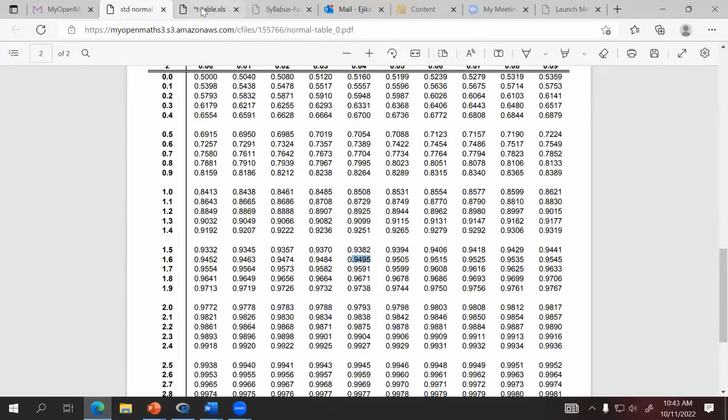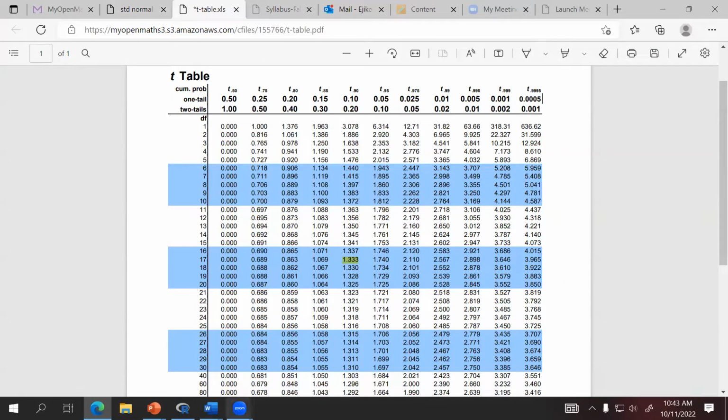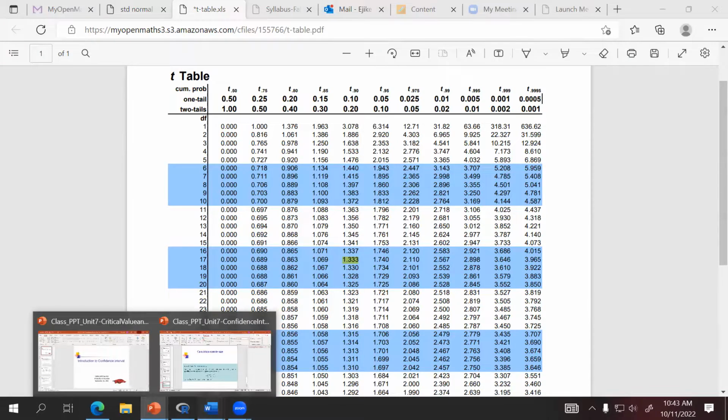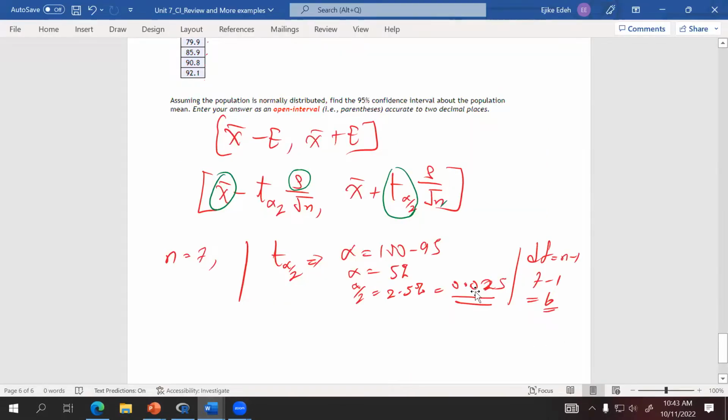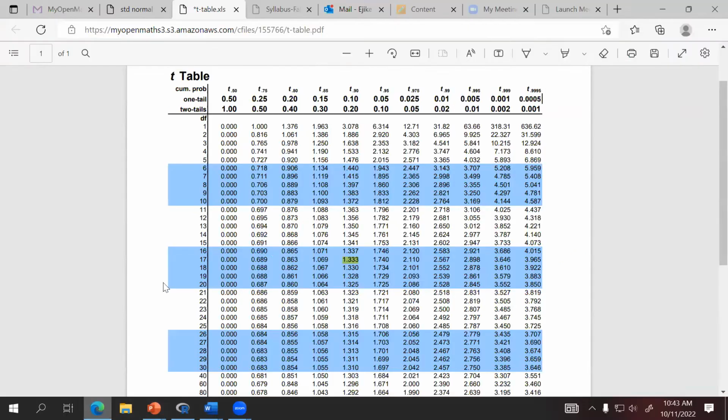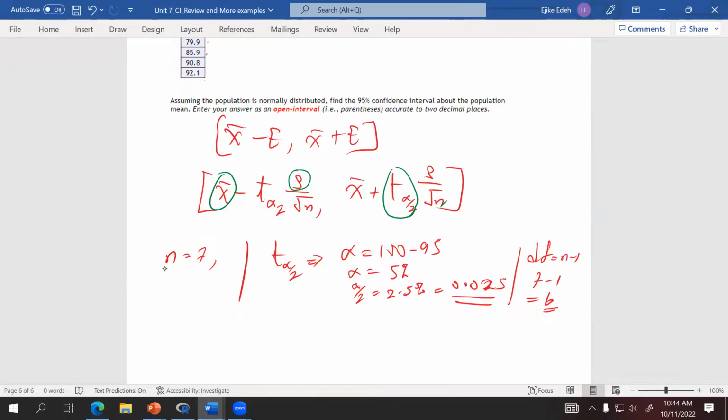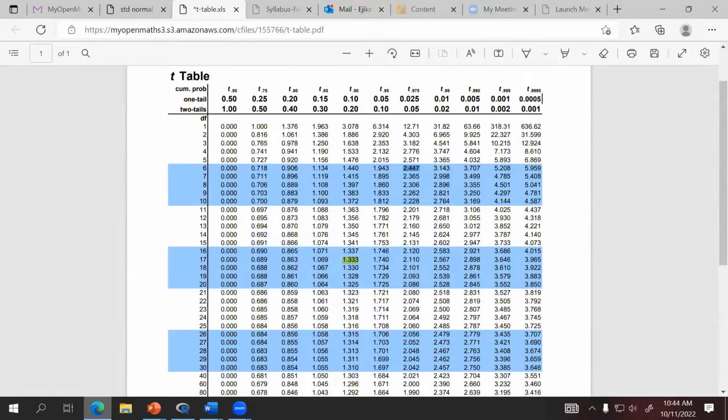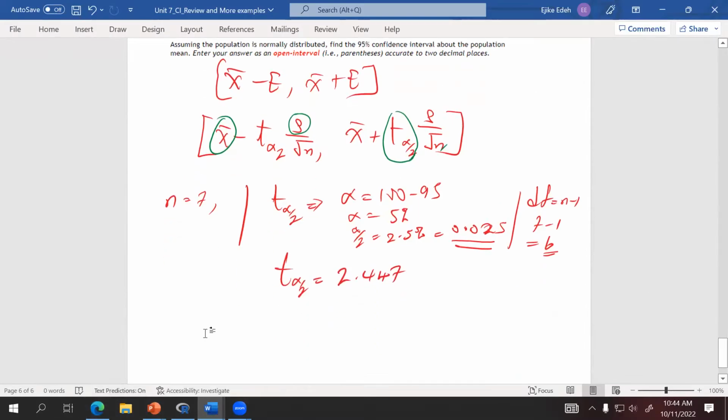So go to the T table. You need an area of 0.025 on one tail, and degrees of freedom of 6. Right, so you have 2.447 as your T critical value. So we'll come over here. We know that our T critical value is 2.447. Okay, so you've gotten that.